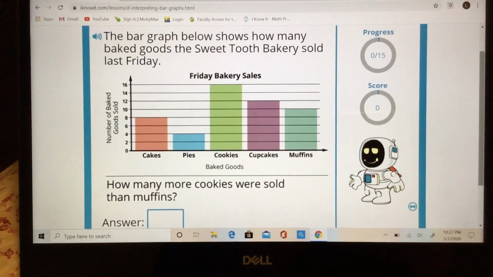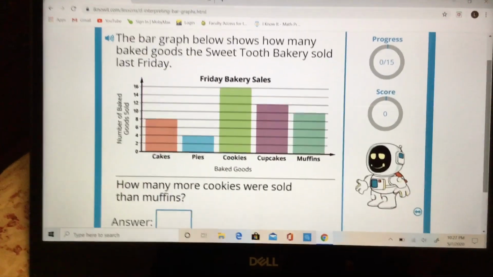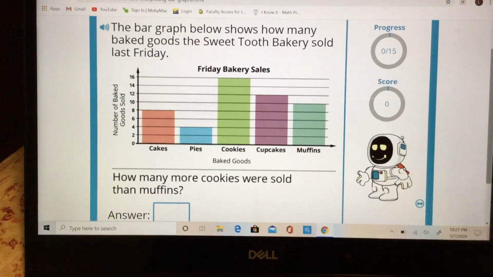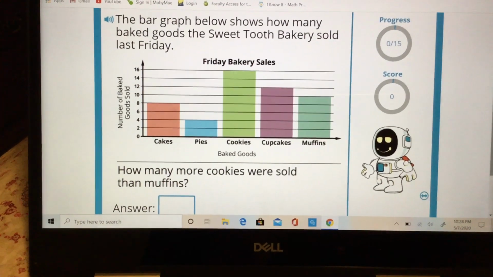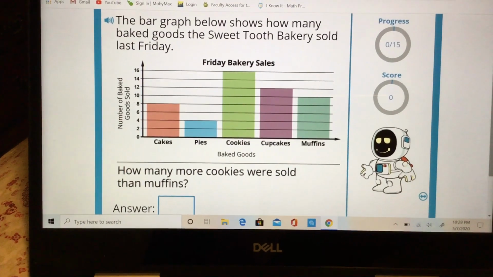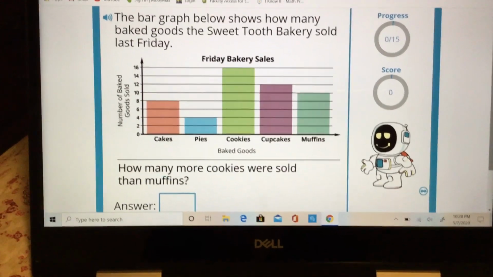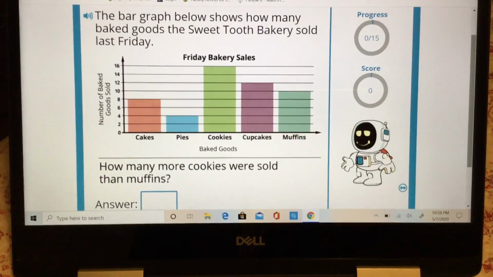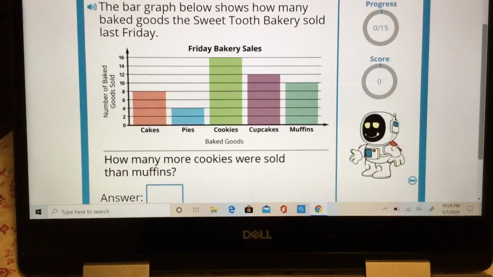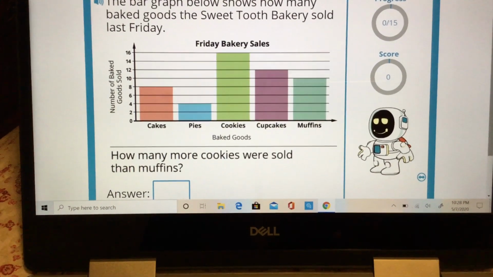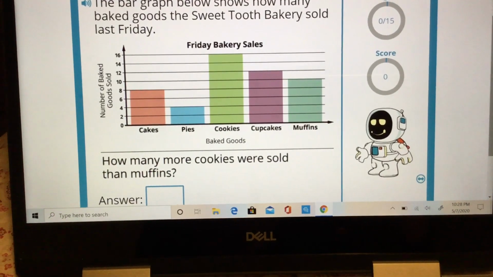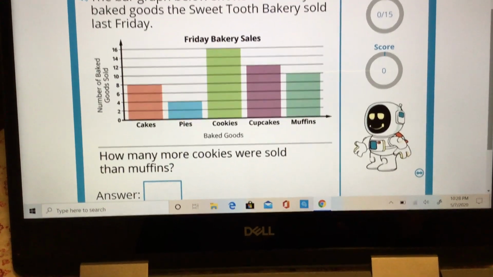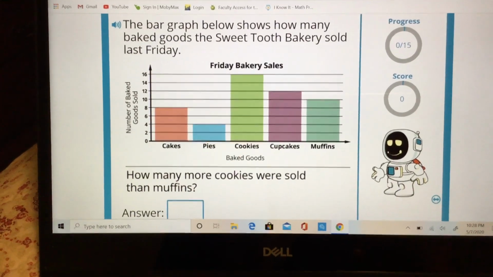Happy Friday. I wanted us to take a look on this day at bar graphs. We have not looked at these for a long time. And it's important that we look at that information, pull it out, process it, and then solve whatever that question is asking us.